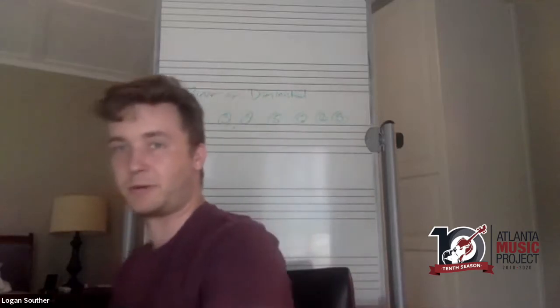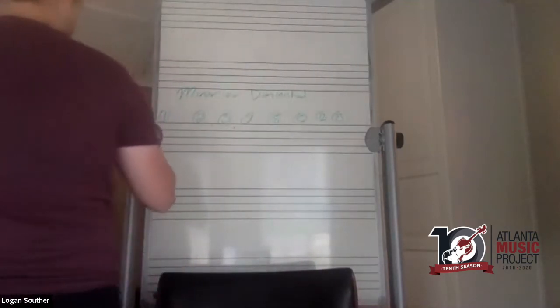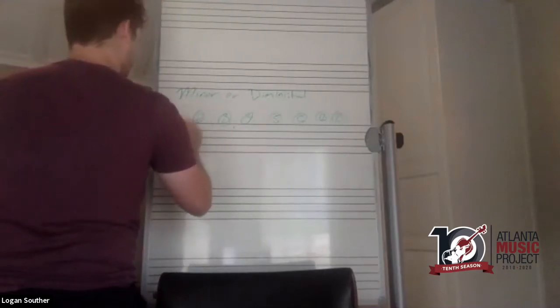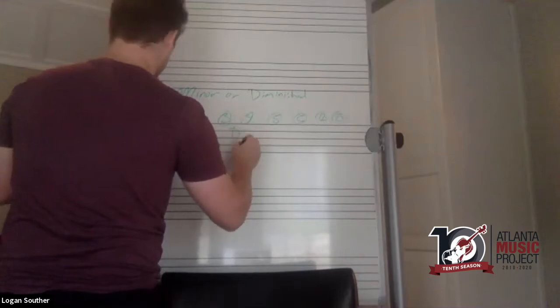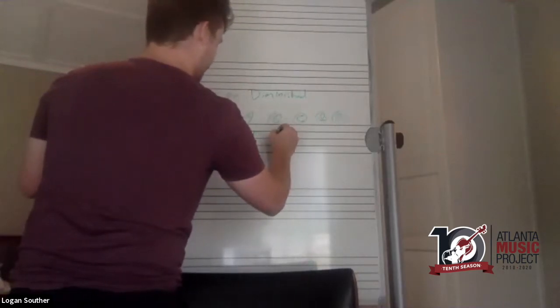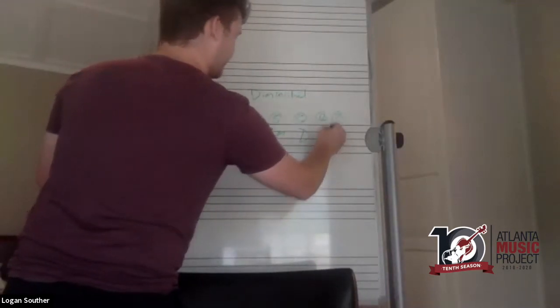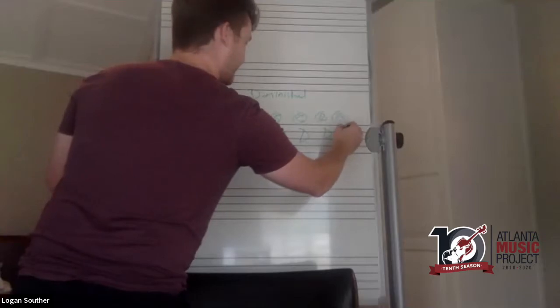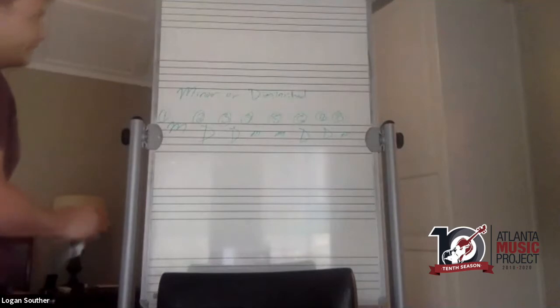All right, we'll go ahead and put those answers on the board now. Number 1 was minor, 2 diminished, 3 diminished, 4 was minor, 5 was minor, 6 diminished, 7 diminished, and 8 was minor. All right, good.